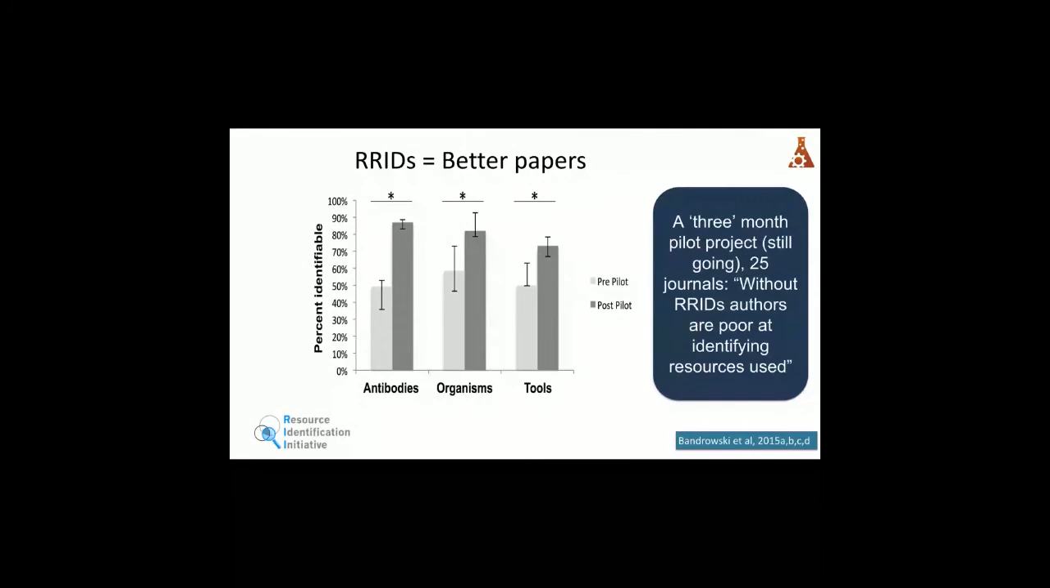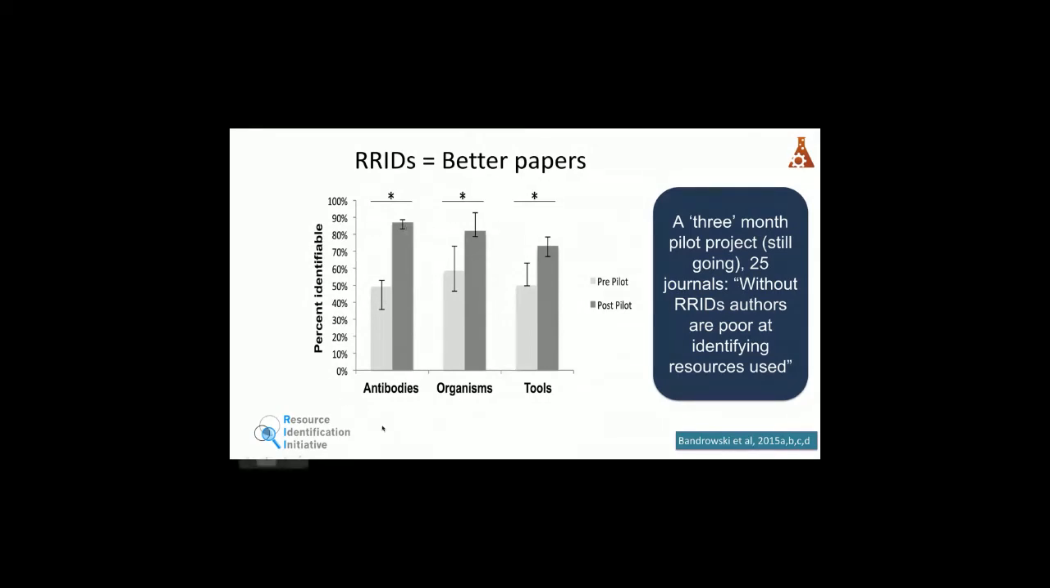Well, we did a 3-month pilot project. We're still going. This is now our 7th year with 25 journals. And we found out that essentially without RRIDs, authors are fairly poor at actually identifying the resources that they used. But with RRIDs, they're much, much better.